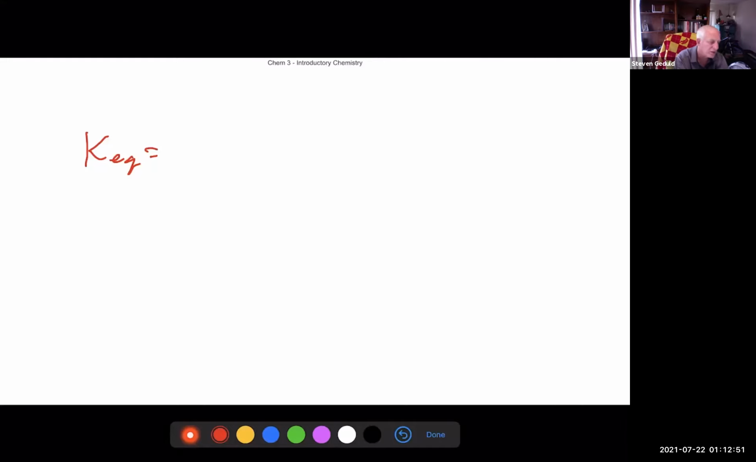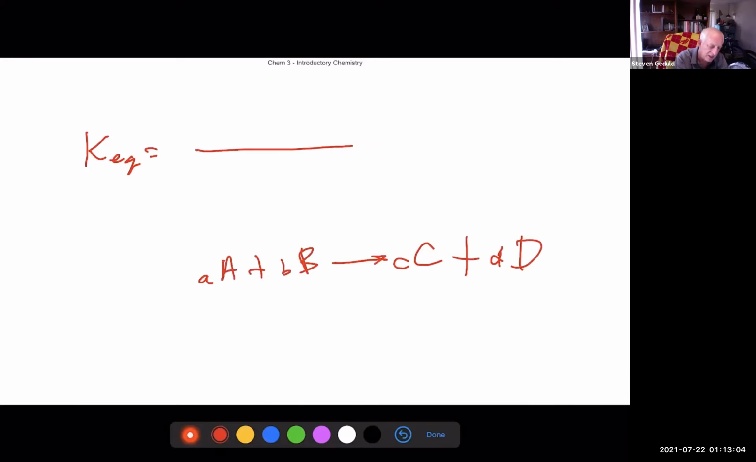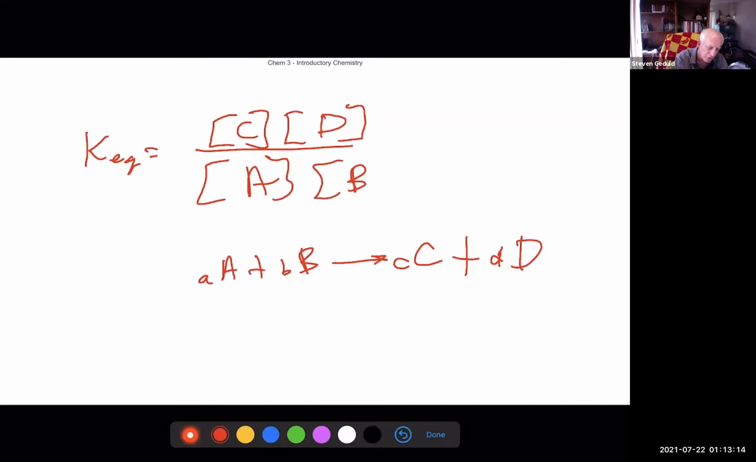So if we had the equation aA plus bB goes to cC plus dD. The products are C and D. So those are your products. And reactants are A and B. And you're going to raise each to what this coefficient is when you balance the equation. Could be 1, 2, 3, whatever. But this is C raised to the c power, D raised to the d power, A to the a, B to the b. That's all it is.